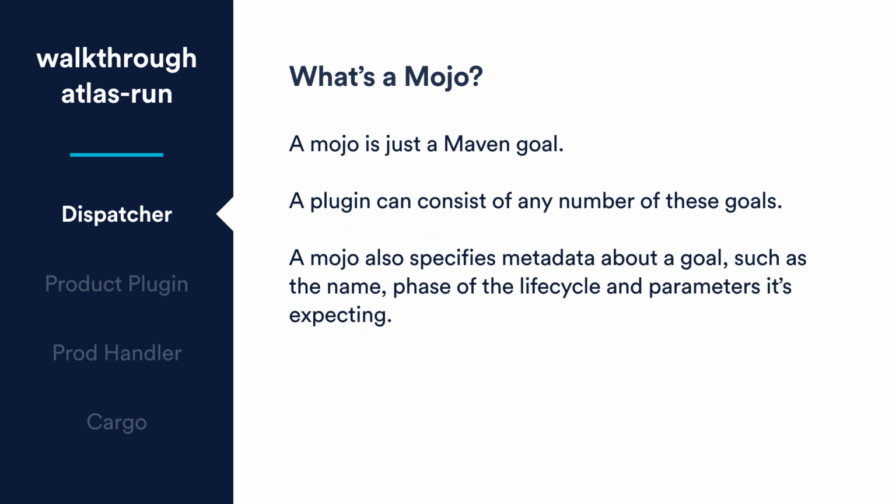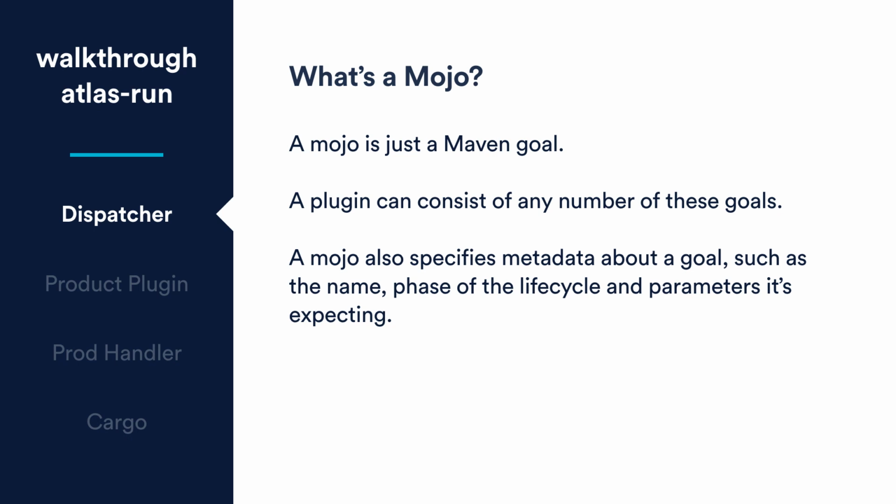I just mentioned Mojo a few times there. I'm betting some of you are wondering what a Mojo is. A Mojo is simply a Maven goal. A plugin can consist of any number of these goals. A Mojo can also specify metadata about a goal, such as the name, phase of the lifecycle, and parameters it's expecting. At its simplest, it could just be a single class representing one plugin's goal.